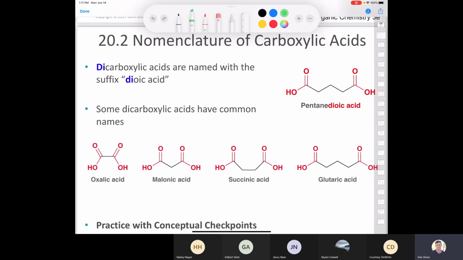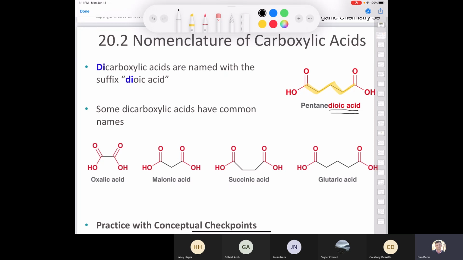If we have 2 carboxyl groups in the same carboxylic acid, say for example here, we have a total of 1, 2, 3, 4, 5 carbons in our main chain, and we have carboxyls on each end. We would call that a dioic acid. So you'd call this pentane dioic acid. You see that suffix there.